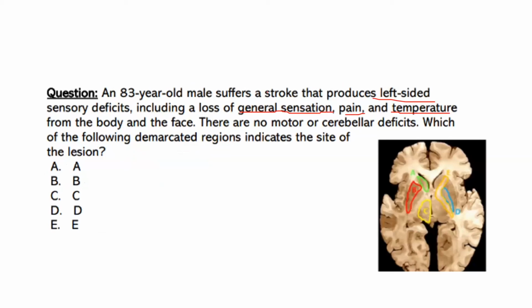Right, so we have an 83-year-old male. They have left-sided sensory deficits, including a loss of general sensation, pain and temperature from the body and face. There's no motor or cerebellar deficits. Which of the following regions indicates the site of the lesion? This diagram is a little bit bad, so just to help you guys out, this one's A. I think you can see that. This one here is B, so B is red, C is yellow, D is blue, and E is whatever that color is.